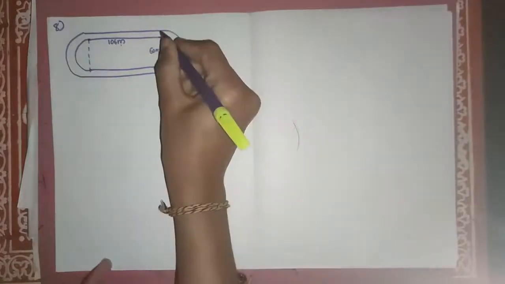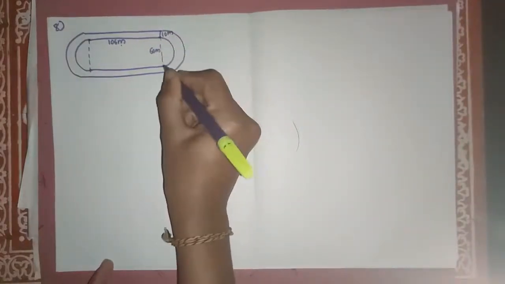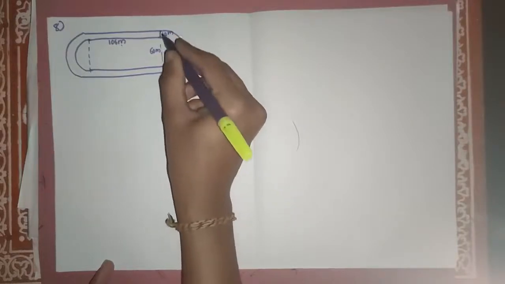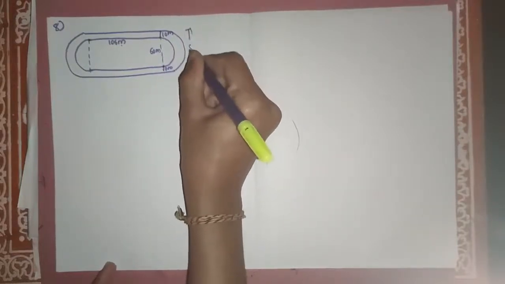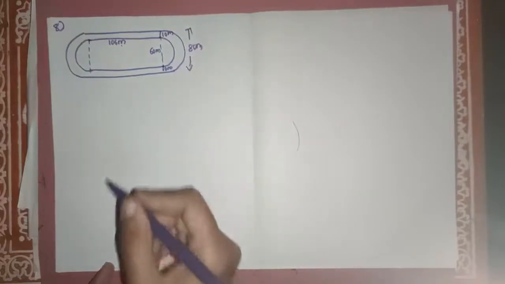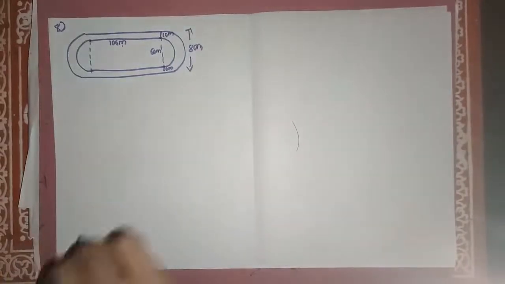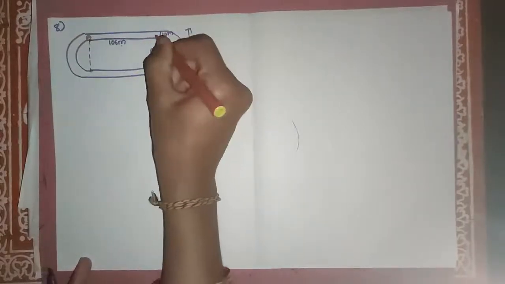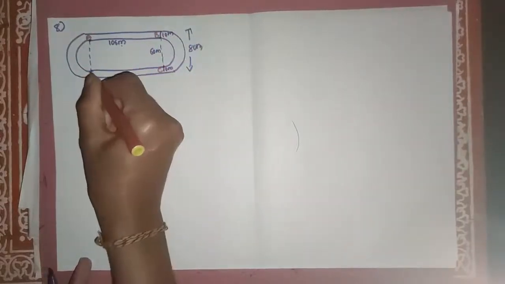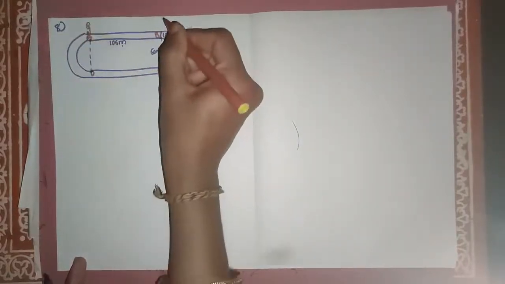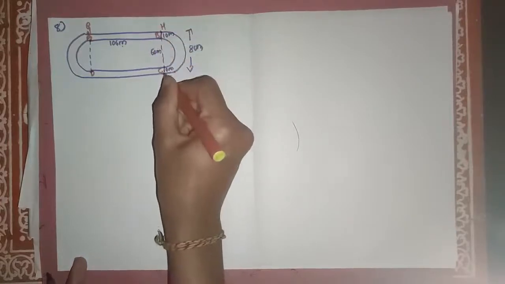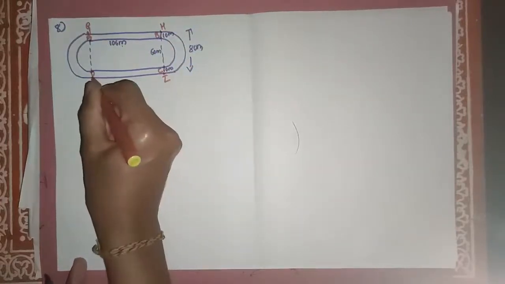The length of the parallel lines is 106 meter and the distance between them is 60 meter. The width is given as 10 meter. Here I take this as 10 meter. Total it becomes how much now? 80 meter. Here I name the points A, B, C and D, then G, H, I and J.